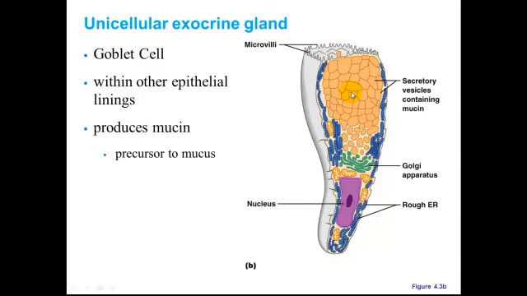So this cell is basically a mucin-producing factory. This mucin then gets released from the rest of the epithelial tissue, and it creates the mucus that lines our respiratory tract.